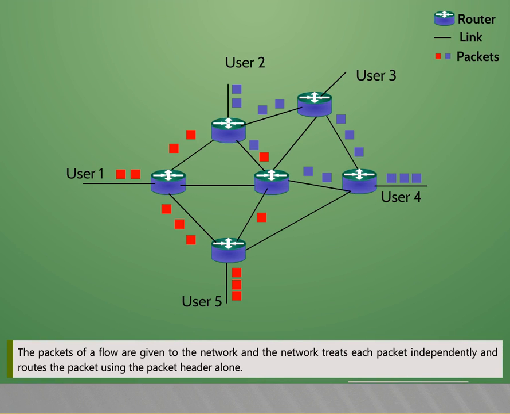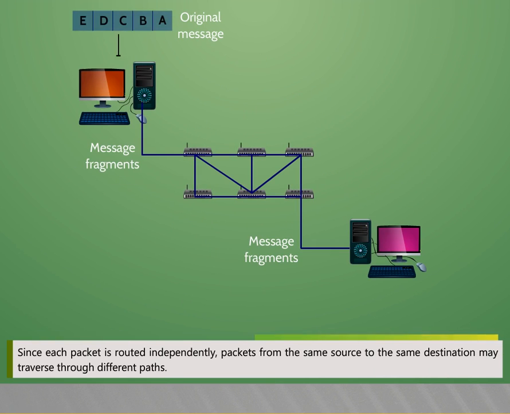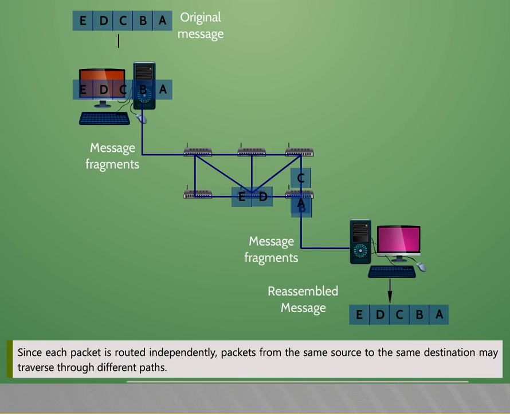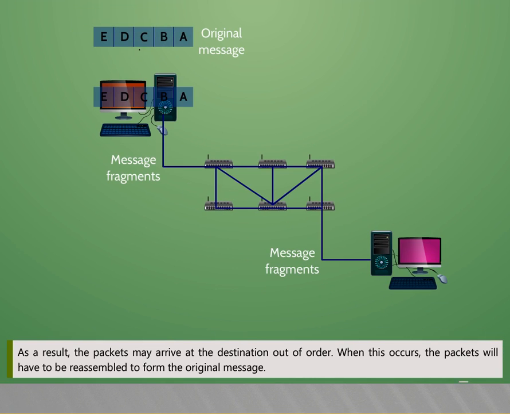The packets of a flow are given to the network and the network treats each packet independently and routes the packet using the packet header alone. Since each packet is routed independently, packets from the same source to the same destination may traverse different paths. As a result, the packets may arrive at the destination out of order. When this occurs, the packets will have to be reassembled to form the original message.